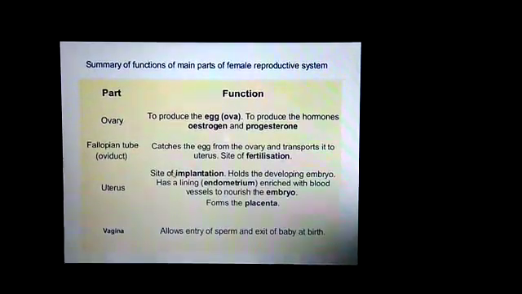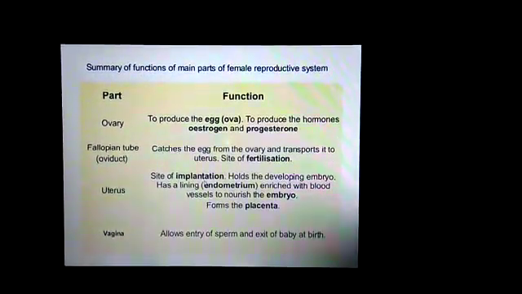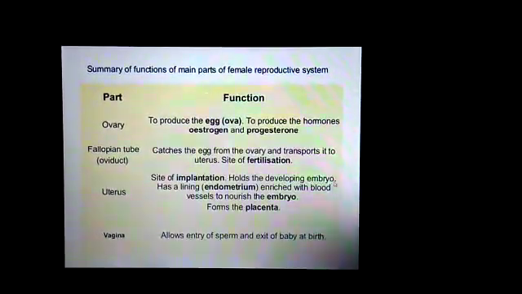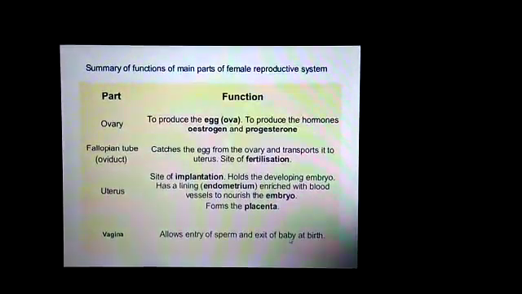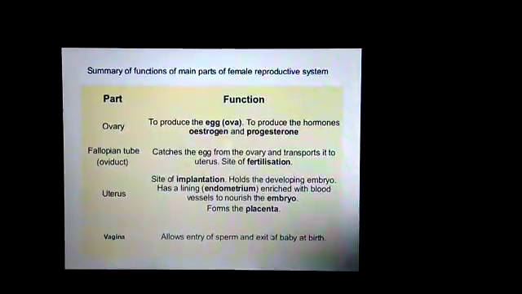Uterus, it is the site of implantation. Means it holds the developing embryo. And the last one, vagina, it allows entry of sperm and exit of the fetus at birth.